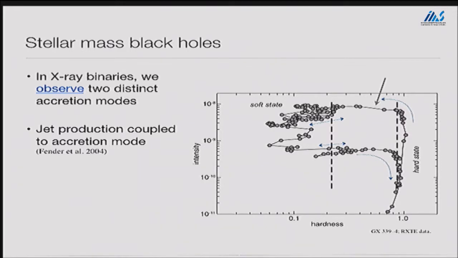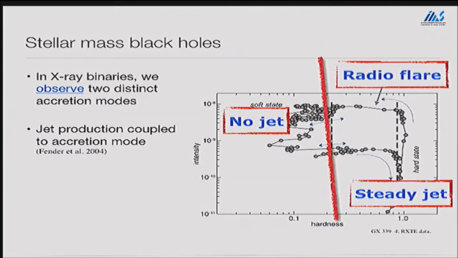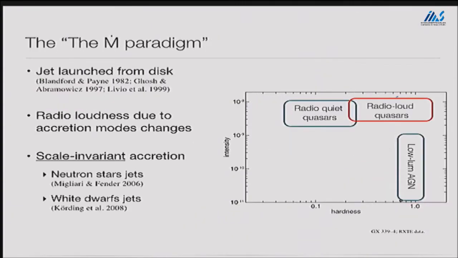And what is very important is that every time a source makes a loop through this hysteresis diagram, there is a steady jet here, and then as it makes this transition, there's a radio flare, and in the soft state, there is never a jet. So this is just what you observe. And that brings us to the M dot paradigm, you could say. This is not widely used, but let's call it the M dot paradigm, the accretion rate paradigm.